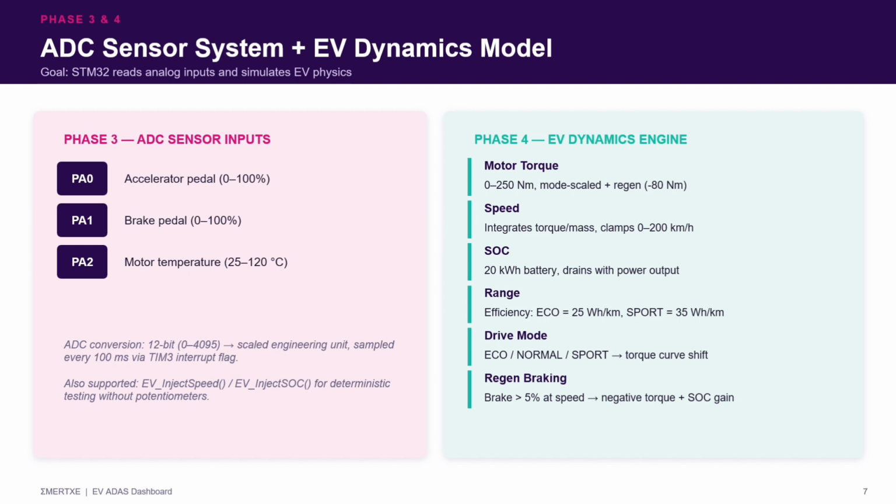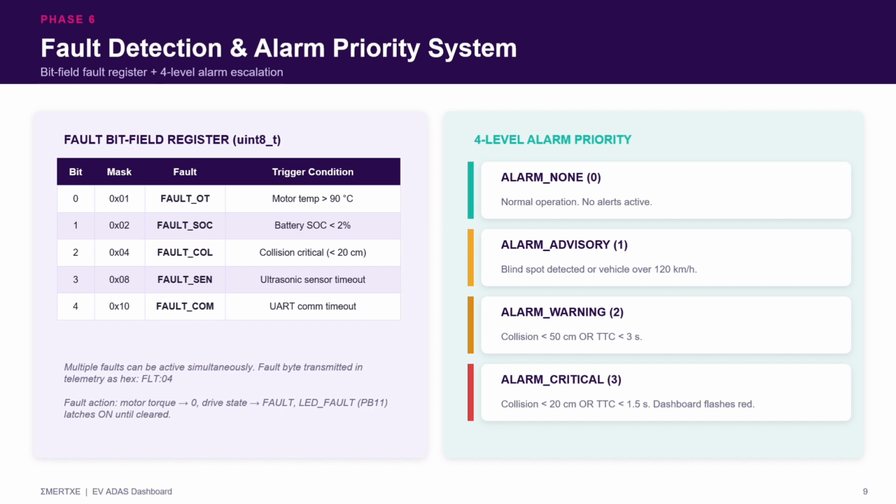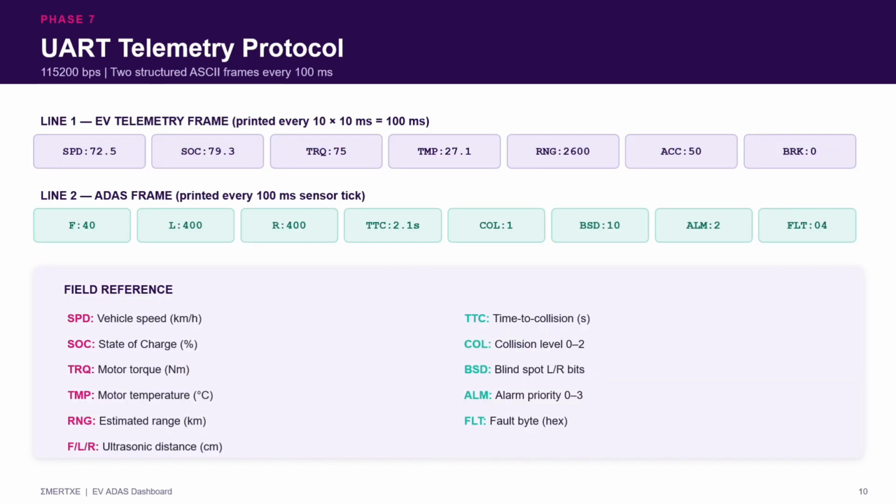Let us see the fault detection and alerting system. We used a bit fault register, a single byte where each bit represents a different fault: over-temperature, low SOC, critical collision, sensor timeout, communication timeout, and so on. And the UART telemetry protocol: every 100 milliseconds we transmit two ASCII frames over UART. Line 1 carries EV data like speed, SOC, torque, temperature and range. Line 2 carries EDAS data like sensor distances, time to collision, collision level, and the fault byte in hex.